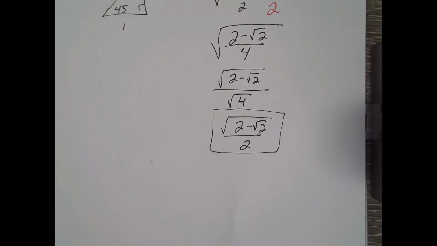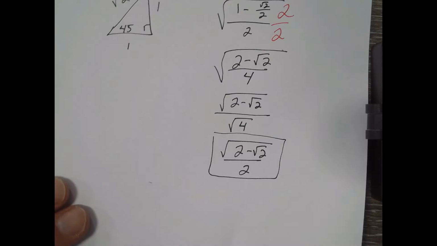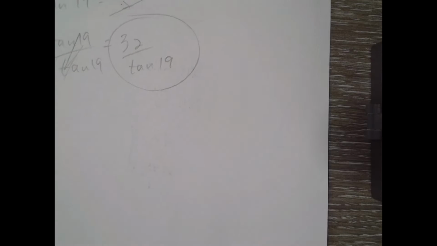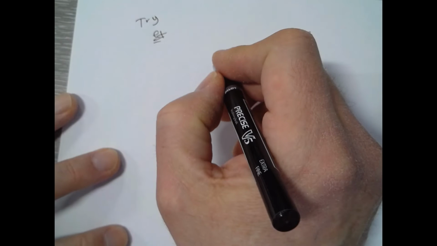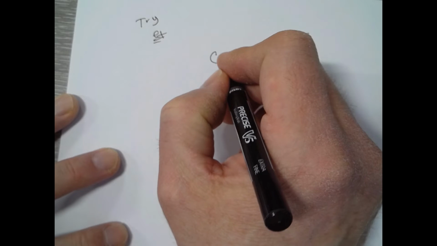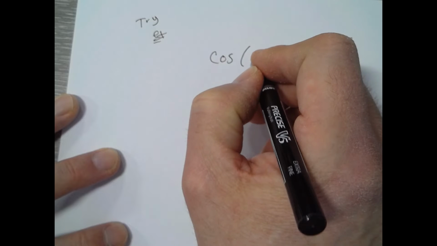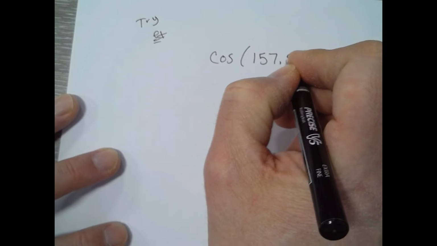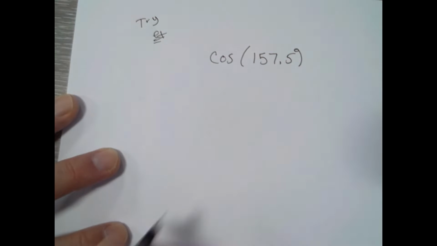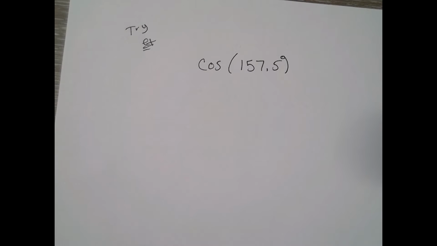Alright, so why don't you try one? See if you can find the cosine of 157.5 degrees. See if you can make some progress with that.